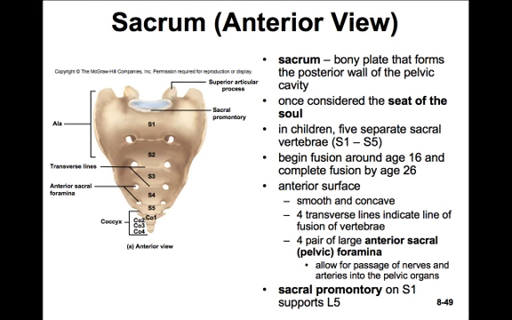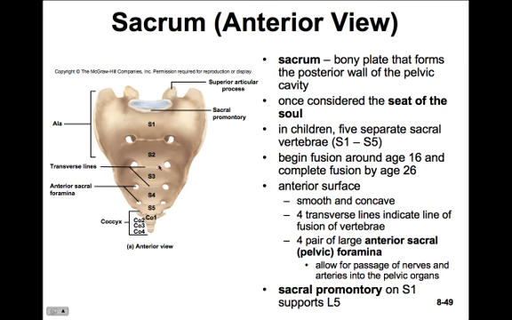As we move down into the sacrum, we see that it's a bony plate that forms the posterior wall of the pelvic cavity. So we'll also have the hip bones on either side of this. But this is the axial skeleton. In children, we see 5 separate sacral vertebrae. About the age of 16, they begin to fuse, and that fusion is complete by the age of 26. On the anterior surface, the sacrum is very smooth and concave.